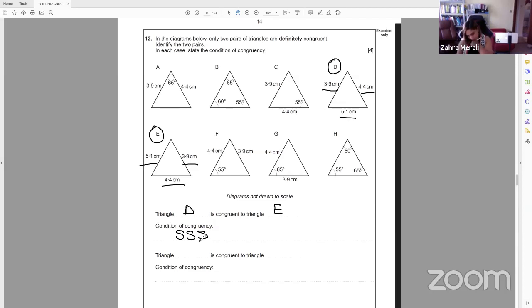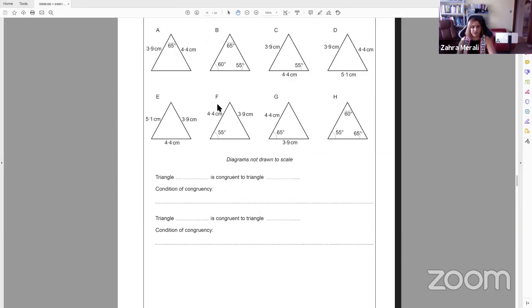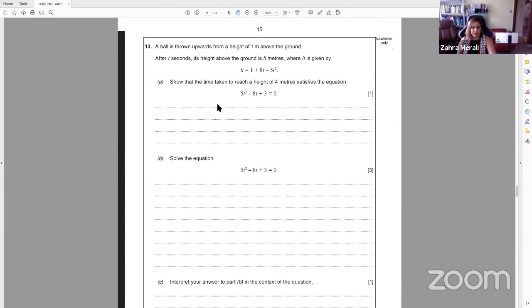And if we have a look, I would look for things that I can see are the same. You can see you've got an angle, and either side of it, you've got 3.9 and 4.4, 65, 3.9 and 4.4. So A and G are congruent, and the reason is side, angle, side. So that's quite a nice question, because they were quite obvious. So it was quite clear there.